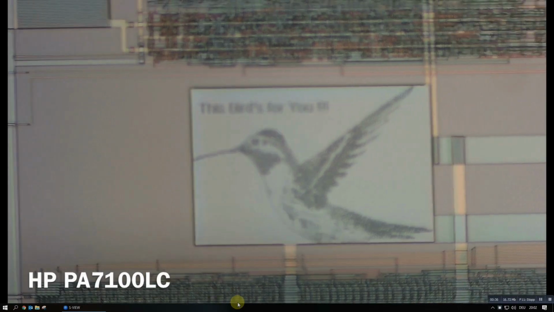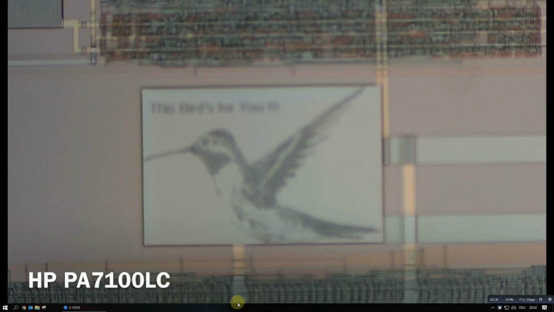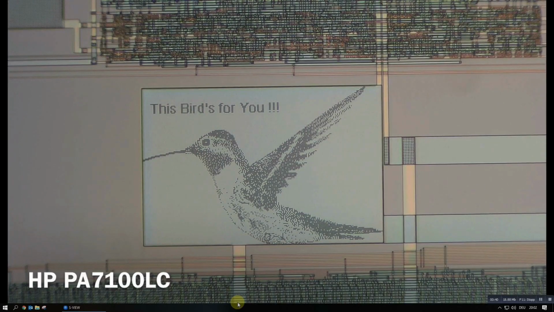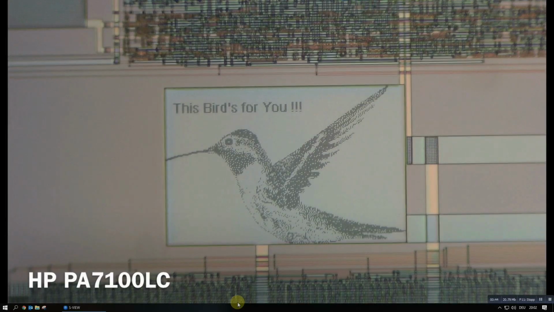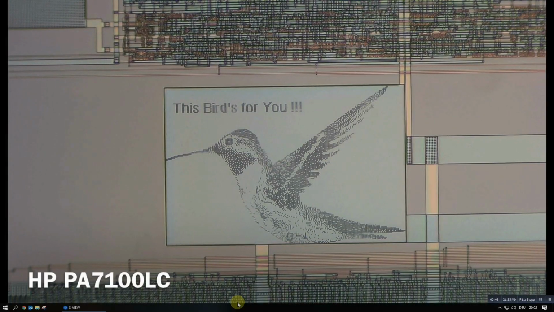Yeah, and here we have it. Look at that. Wow. This is a very nice and huge hummingbird on this CPU. And the message from the creator: this bird is for you. Wow. Very, very nice. So this chip art is definitely meant to be found. Very cute and so accurate in details.